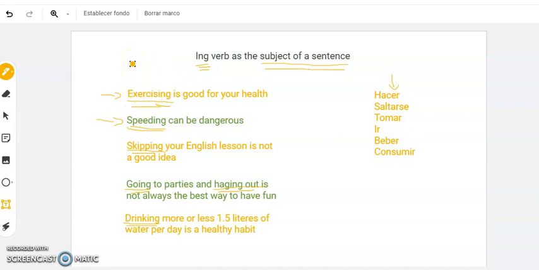Hacer ejercicio es bueno para tu salud. Exercising is good for your health. Drinking more or less 1.5 liters of water per day is a healthy habit. Tomar más o menos aproximadamente 1.5 litros de agua al día es un hábito saludable.